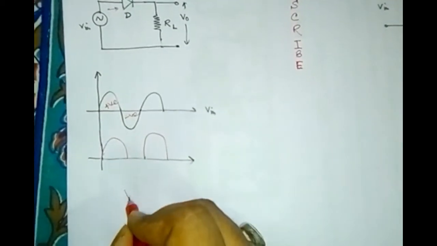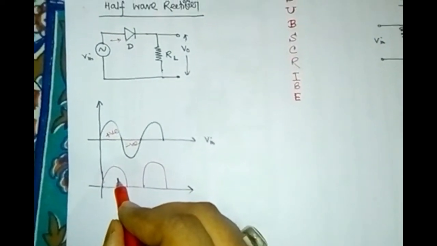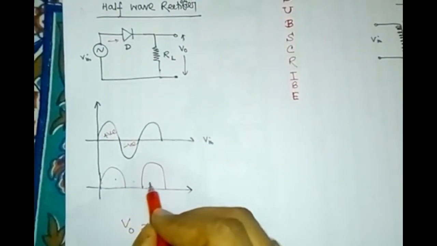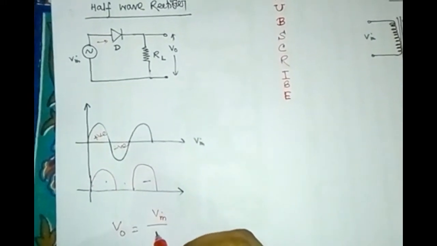Now for the half wave rectifier, the output voltage, that means V out, what I am getting: an output for the positive half cycle, none for the negative half cycle, and again for the positive half cycle there will be an output. So it will be just V in by pi.